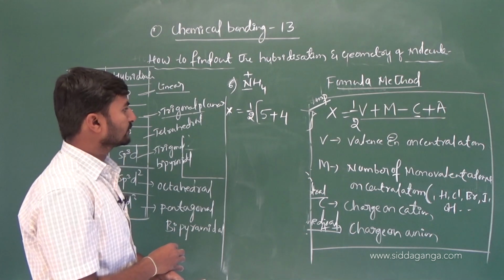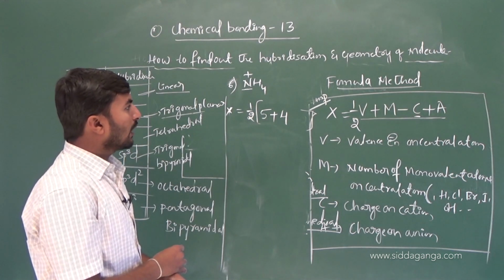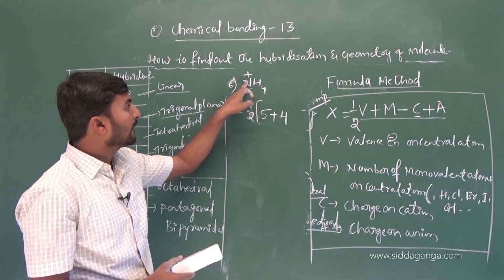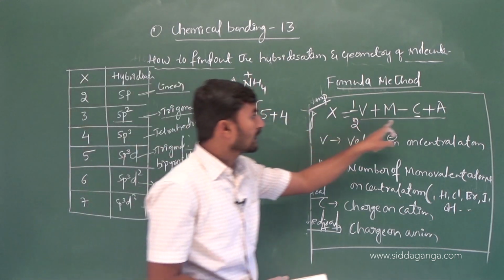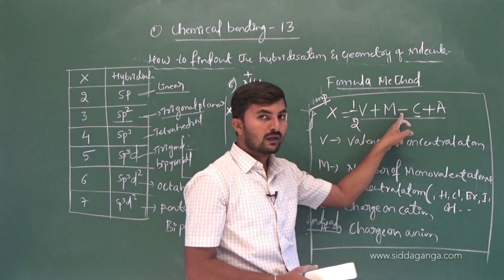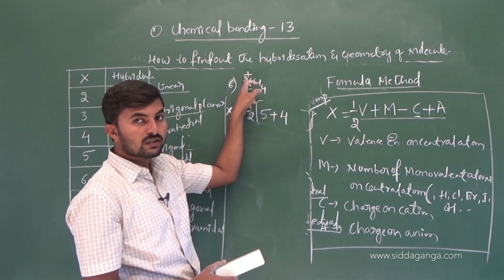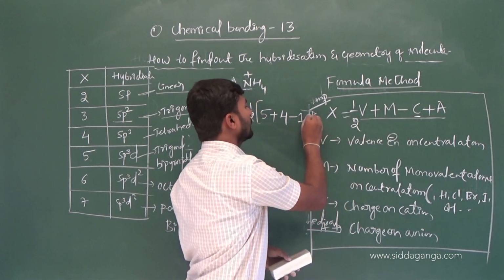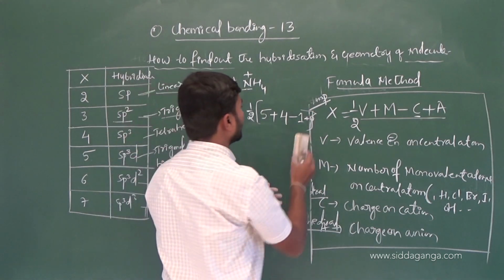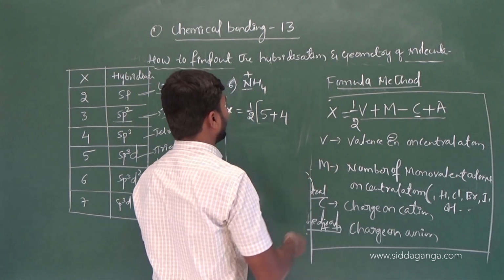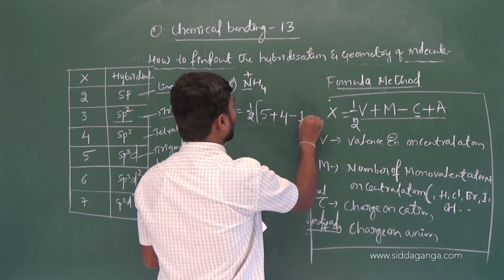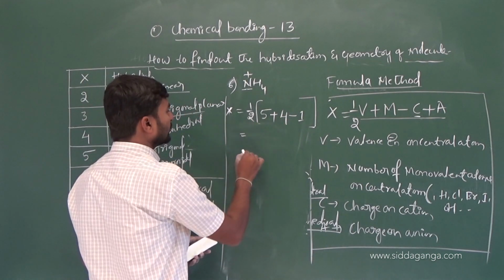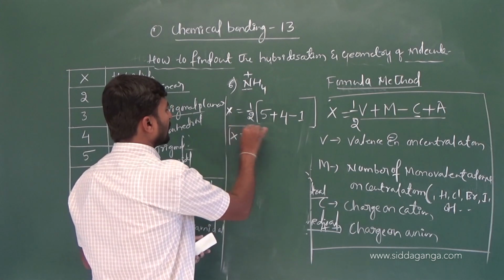Okay, next, how many charges are there here? +1 is there. We said a cationic charge should be subtracted. How many cationic charges are there here? Only 1 charge is there. We have to subtract 1 charge from here. There is no anion, that will be 0. Okay, here 5 plus 4 minus 1, that is 9 minus 1, that is 8. 8 by 2, that is 4. The value of x becomes 4.